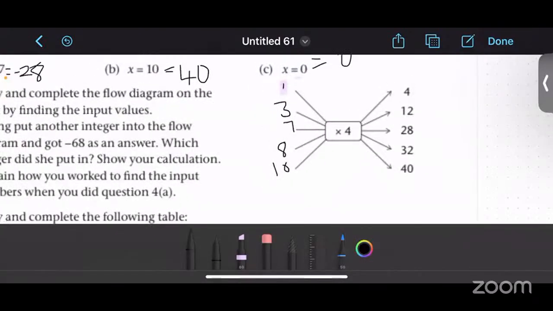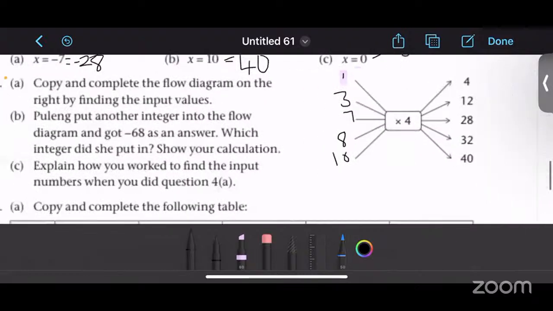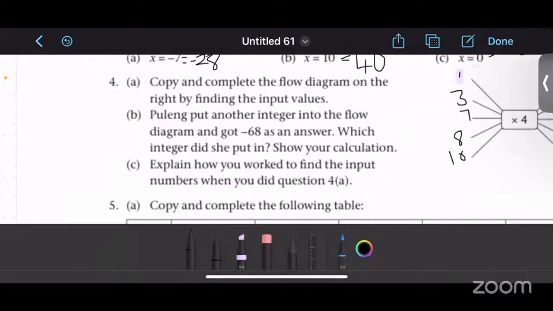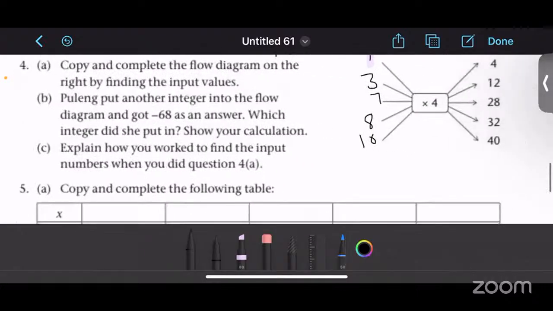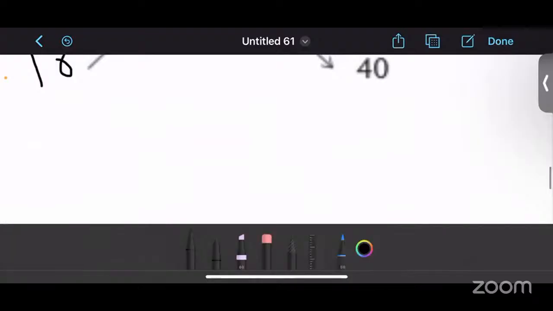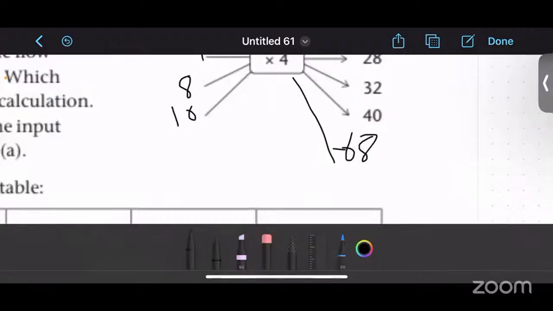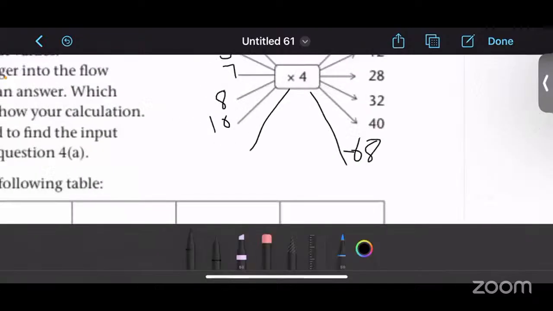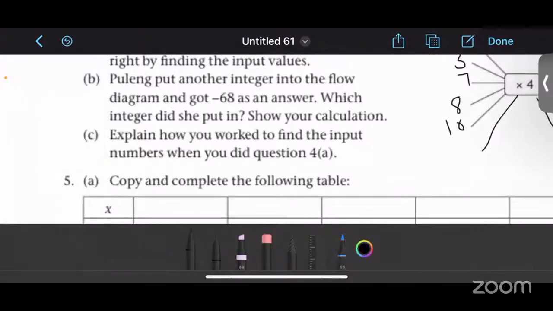So basically, we take the output and you divide it by the rule in this case, right? And let's see, I have a note over here. They say Puleng put another integer into the flow diagram and got a negative 68 as an answer. So that means a negative 68 was the answer here. And then they say, which integer did she put in?